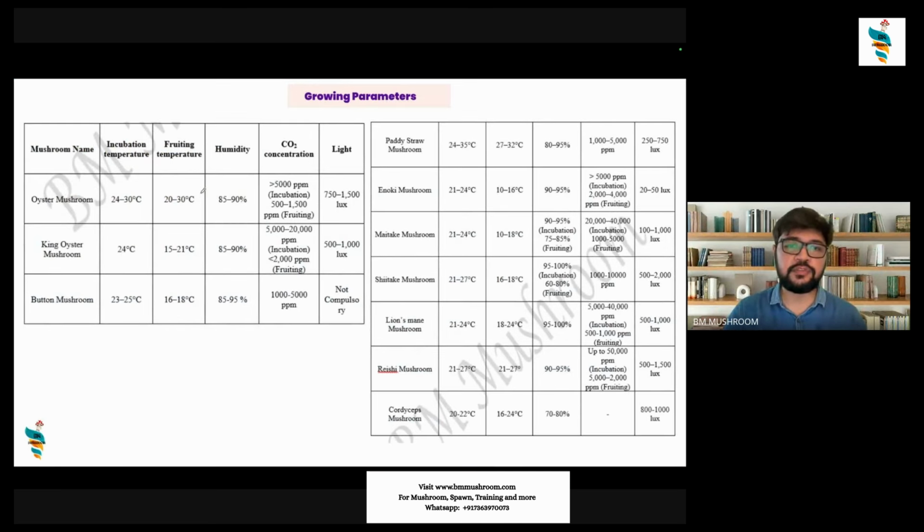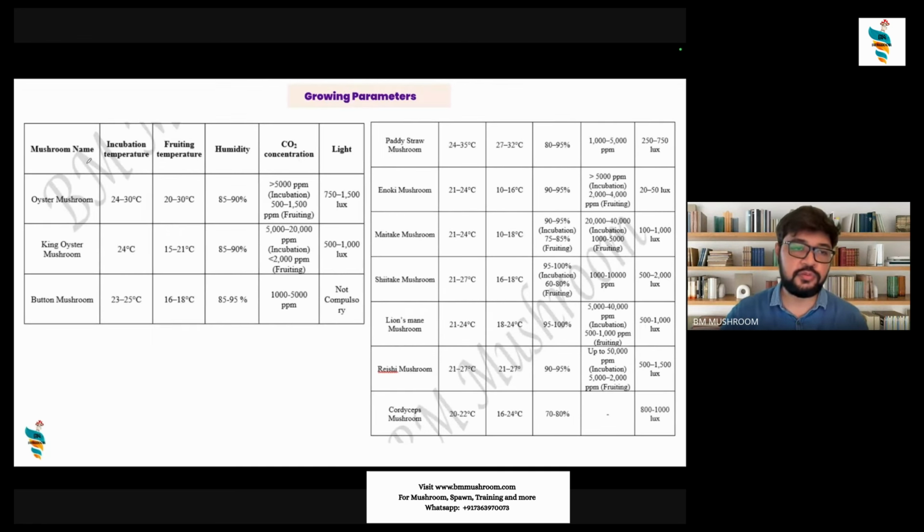So this is a glimpse of growing parameters on your screen. If you are not able to see all the details, you can always pinch your screen and zoom in so that you can take a look. We will also be providing you a free ebook, in which all the details we are discussing today will be provided, as well as several more things about mushroom cultivation. So this is the growing parameter chart. You can have it as a reference.